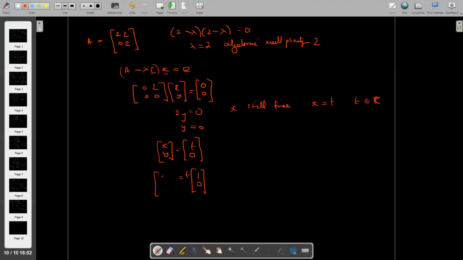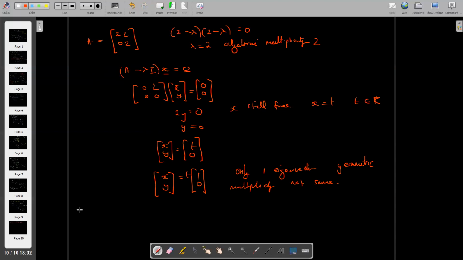But here's where the thing fails now, because the eigenvectors are spanned by this one. There's only one eigenvector. So the geometric multiplicity is not the same as the algebraic multiplicity. There's not enough vectors to do it.